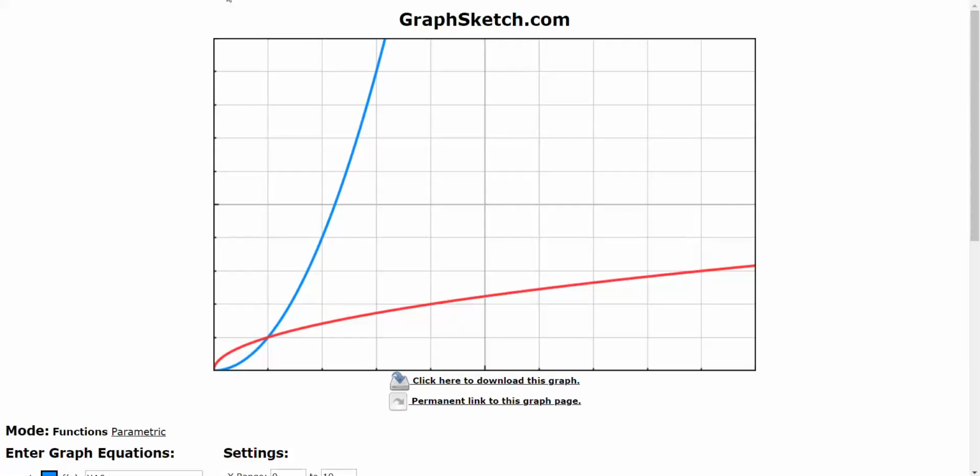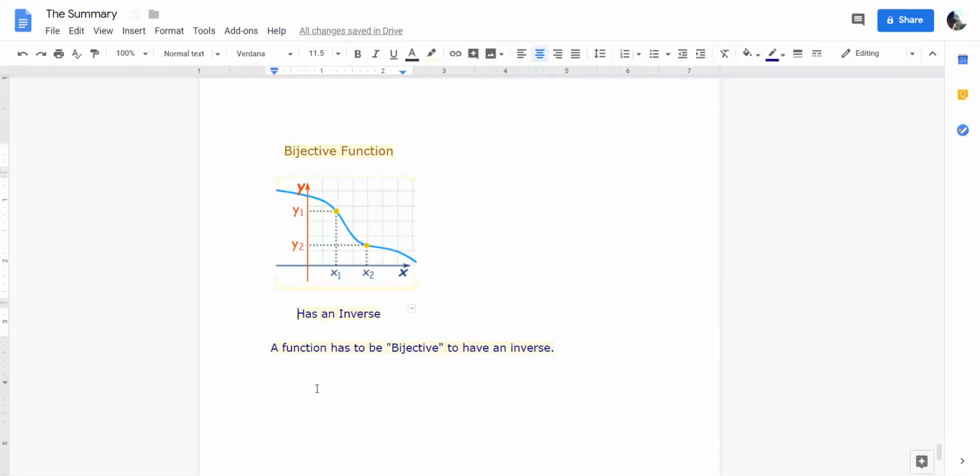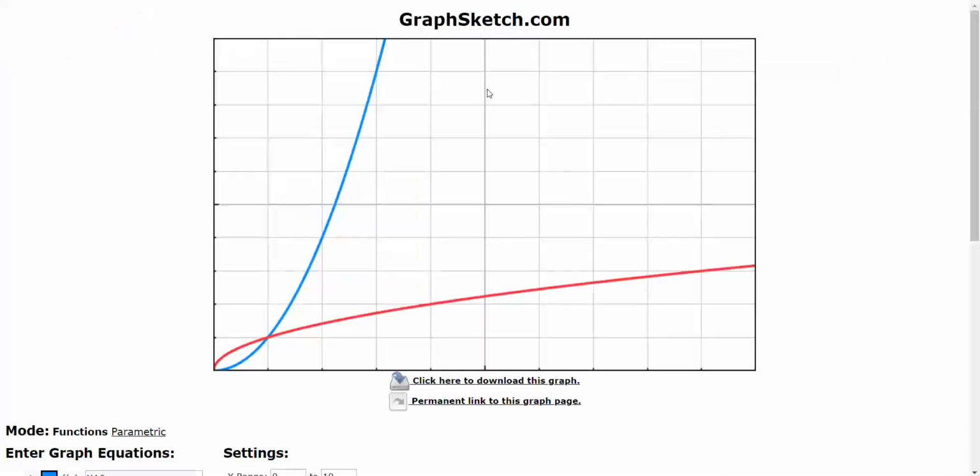This is a really great tool that we could use to plot our graphs. So let's add this to our set of resources. Graphing tool, and that's that.